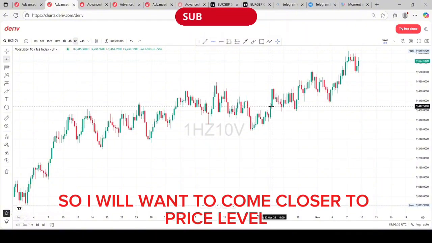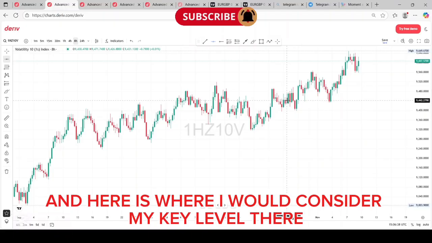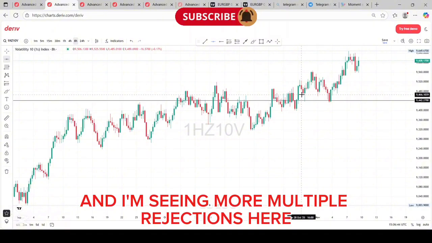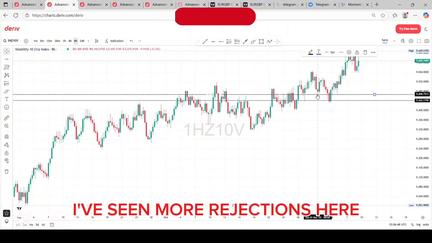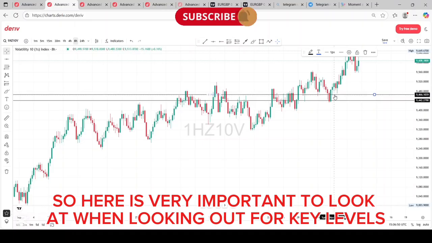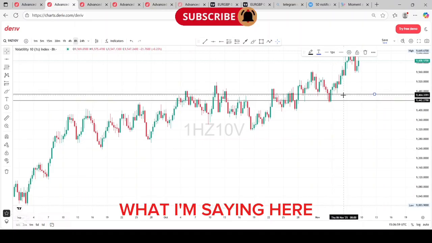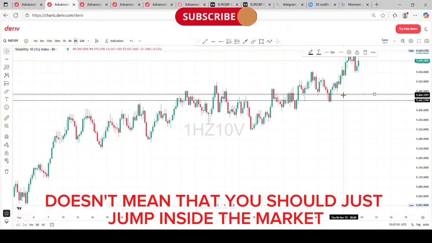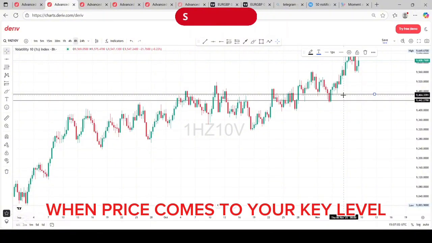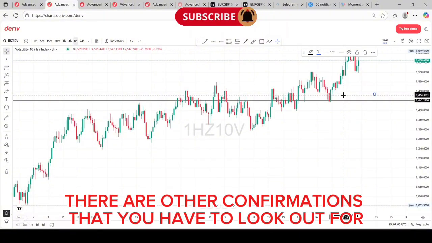So I will want to come closer to price level, and here is where I would consider my key level there, and I'm seeing more multiple rejections here. I've seen more rejections here. So here is very important to look at when looking out for key levels. What I'm saying here doesn't mean that you should just jump inside the market when price comes to your key level. There are other confirmations that you have to look out for.